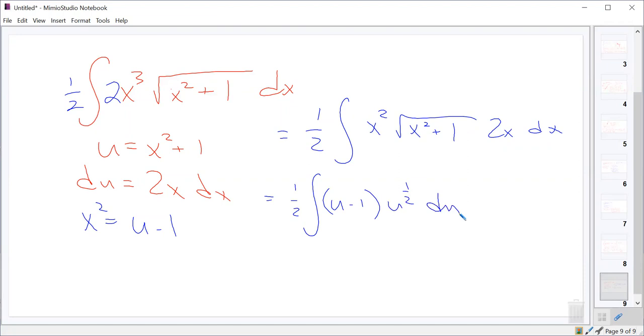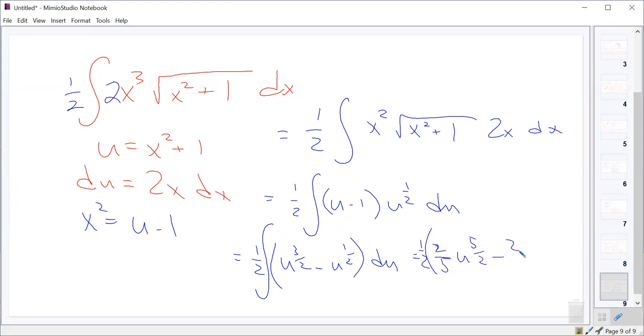All good? Okay. And then we will distribute the u to the 1/2 to the u minus 1, giving us 1/2 of u to the 3/2 minus u to the 1/2 du. And then we integrate. All good? Everybody good with that? So u to the 3/2 becomes 2/5 u to the 5/2 minus a 2/3 u to the 3/2 plus our constant. And we're going to distribute the 1/2 through everything to make that a 1/5 and a 1/3.